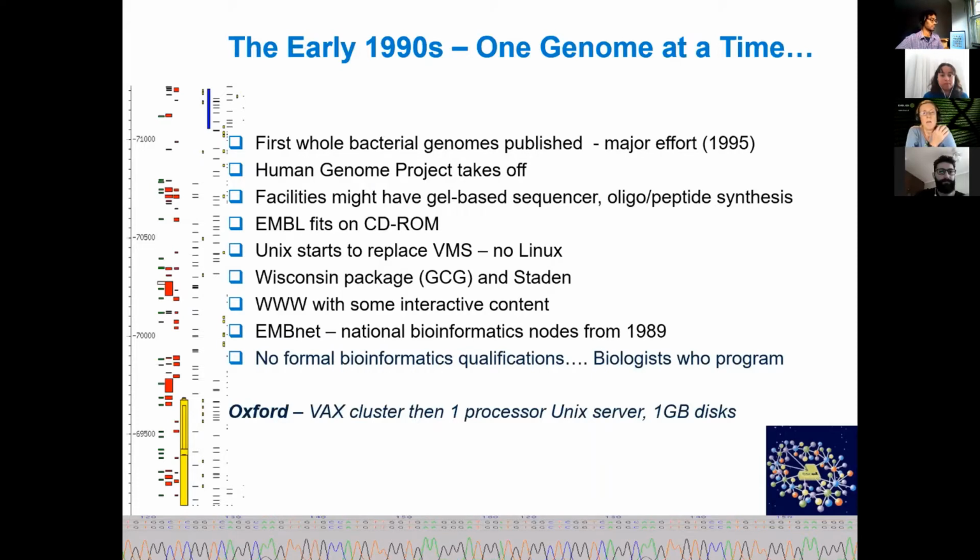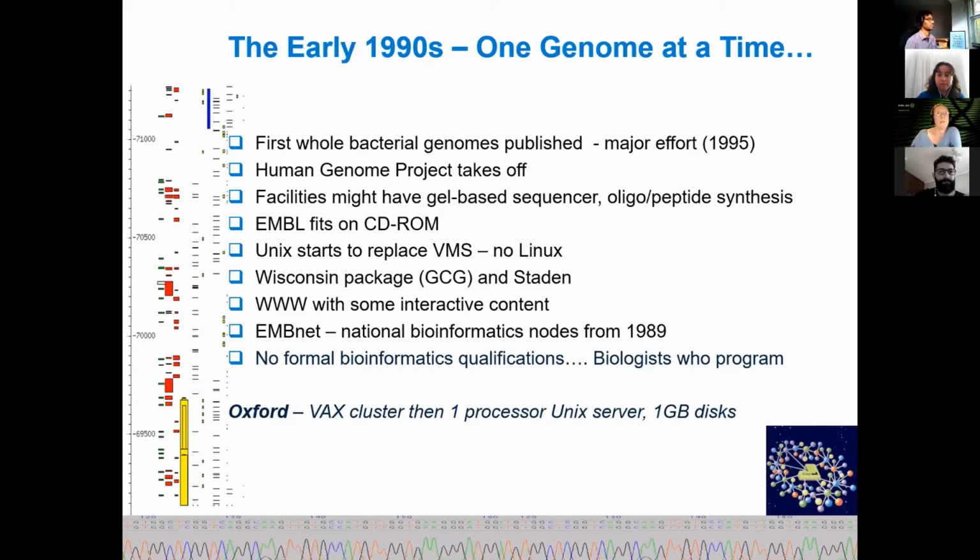There was still quite a lot of different bioinformatics programs kicking around, and you could look on the World Wide Web and there'd be some interactive content on some sites. And we started to see the start of national bioinformatics nodes and networks being set up. But you couldn't go out and employ a bioinformatician as such. There weren't really any formal bioinformatics qualifications. Bioinformaticians tended to be biologists who programmed.